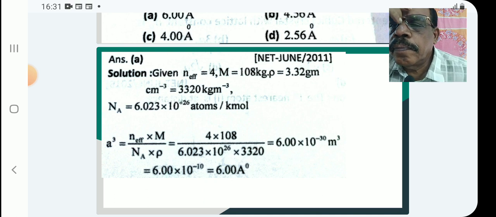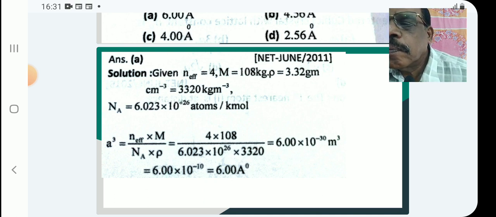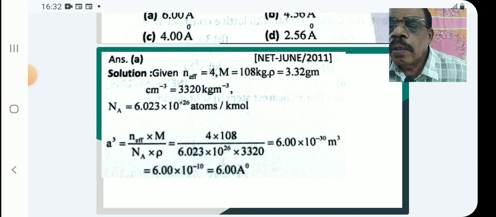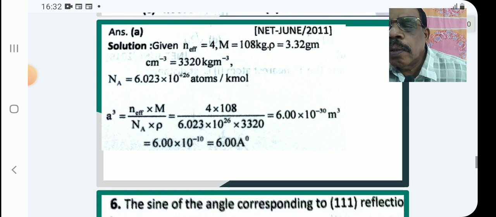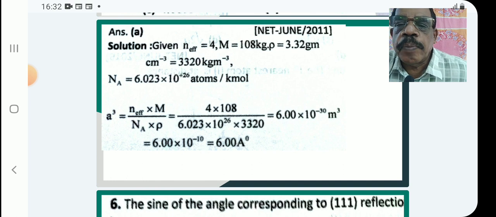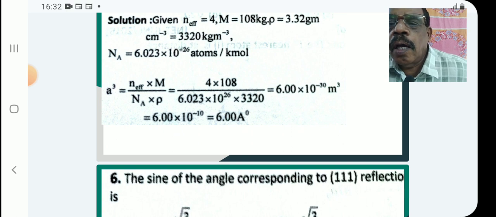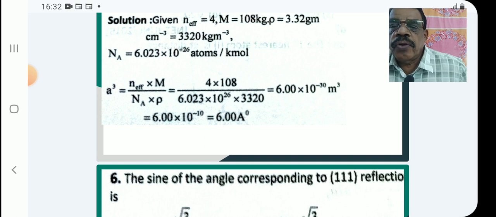So here a cubed is written and its cube root we have to find. That is in meter cubed. So a is equal to 6.02 into 10 raised to minus 10, 6.00 into 10 raised to minus 10 meter. That is 6.00 angstrom. Answer.